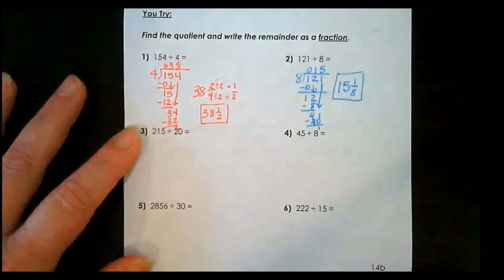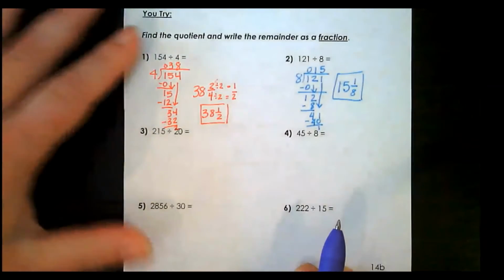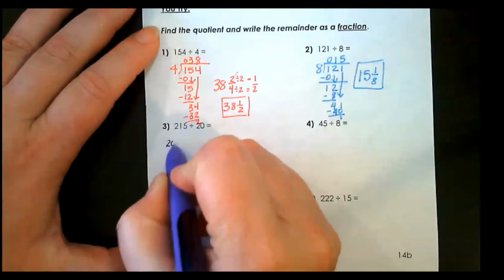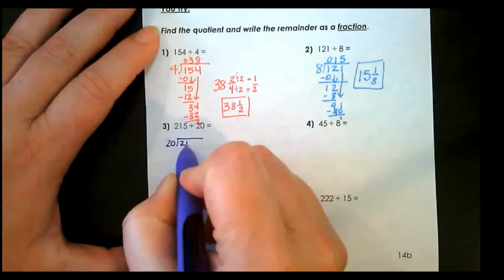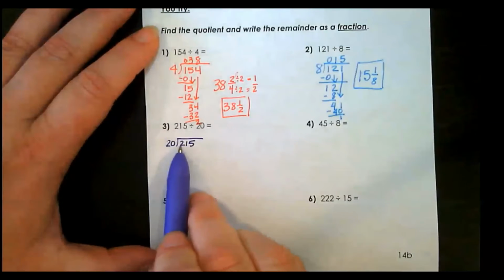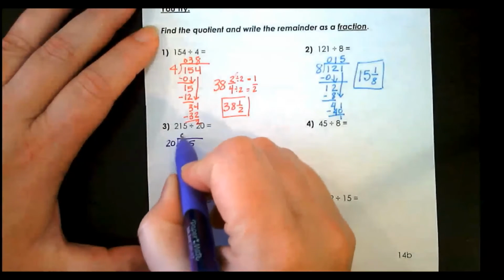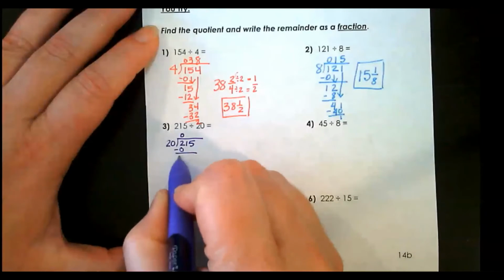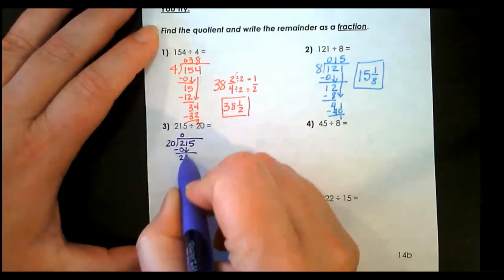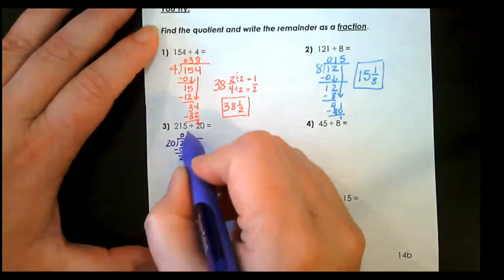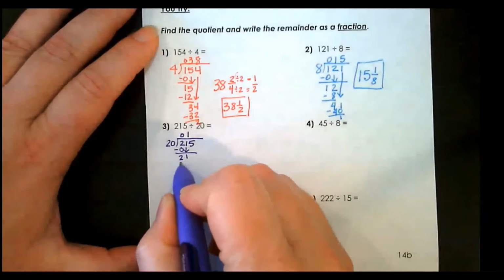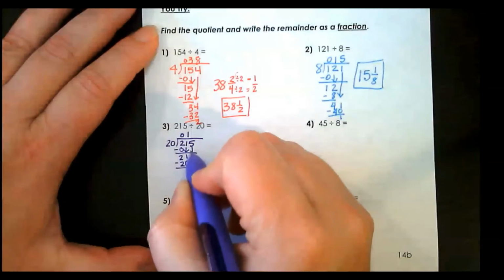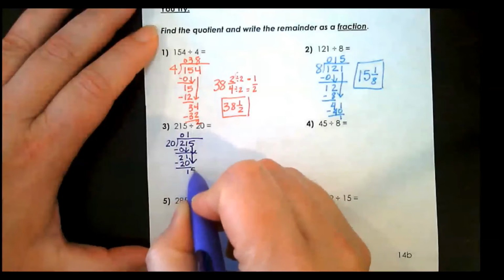Again, I would recommend pausing the video before you start the next problem and make sure you can do it on your own. All right, so this is 20 into 215. 20 does not go into 2, so it goes in 0 times. 0 times 20 is still 0. When we subtract, we get a 2, and we bring down the 1. 20 goes into 21 one time. 1 times 20 is 20. When I subtract, I get a 1. Bring down the next number, 5.